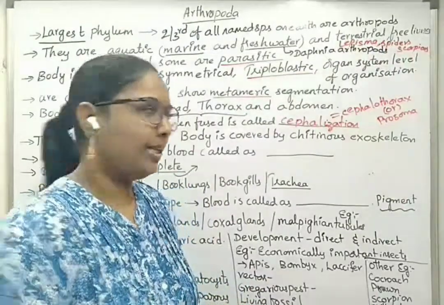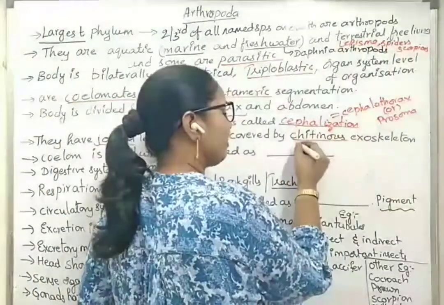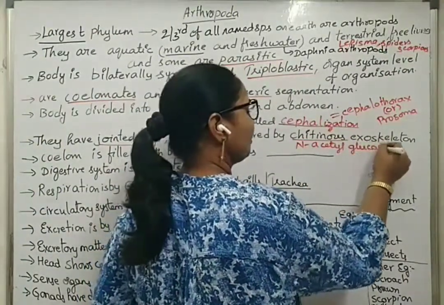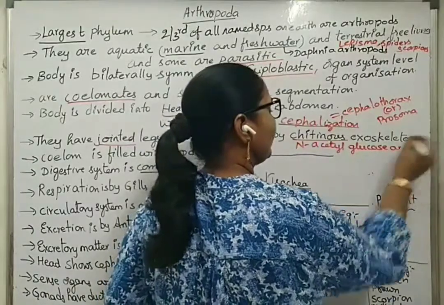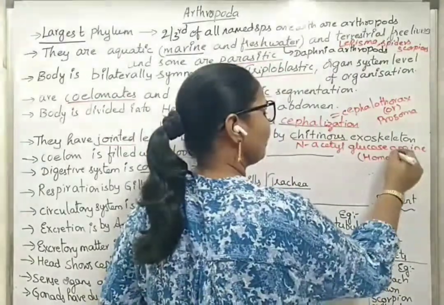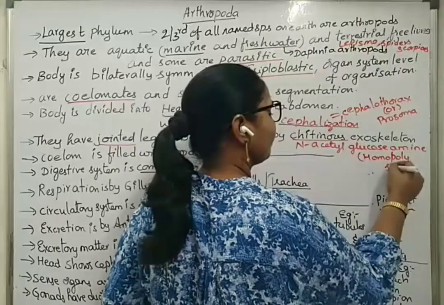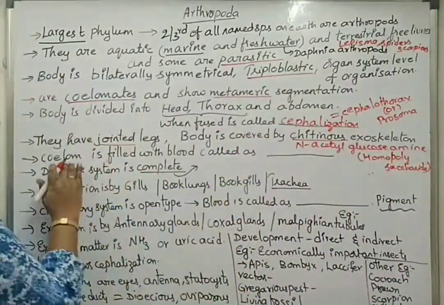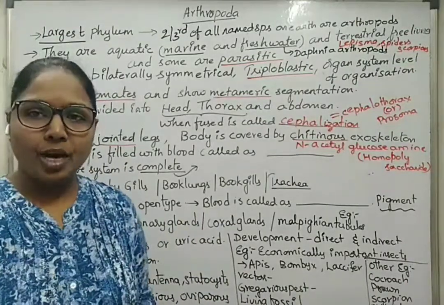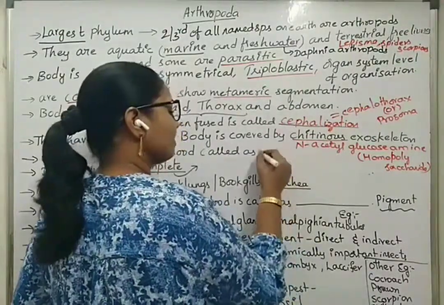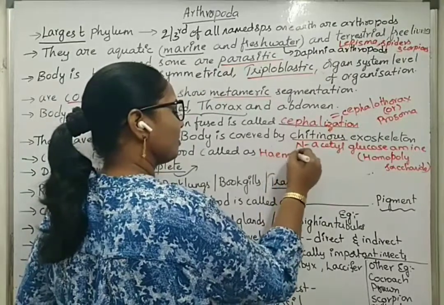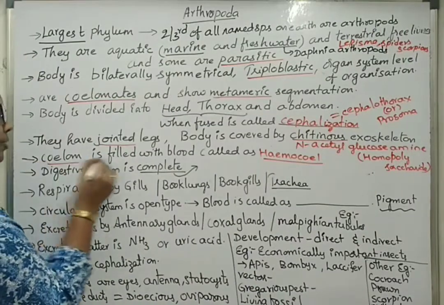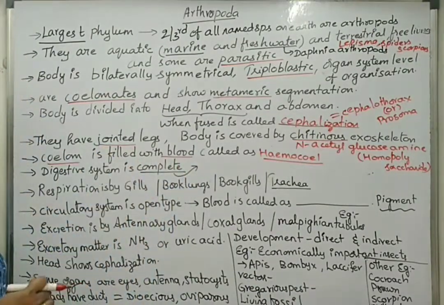If you see biochemically, this chitinous exoskeleton is made up of N-acetyl glucosamine. It is considered a homopolysaccharide. Next, the coelom is filled with blood. In the case of Arthropoda, we call the coelom which is filled with blood combinedly as hemocoel.